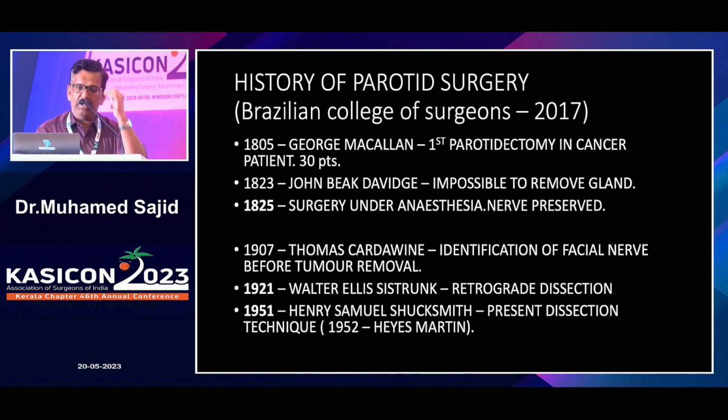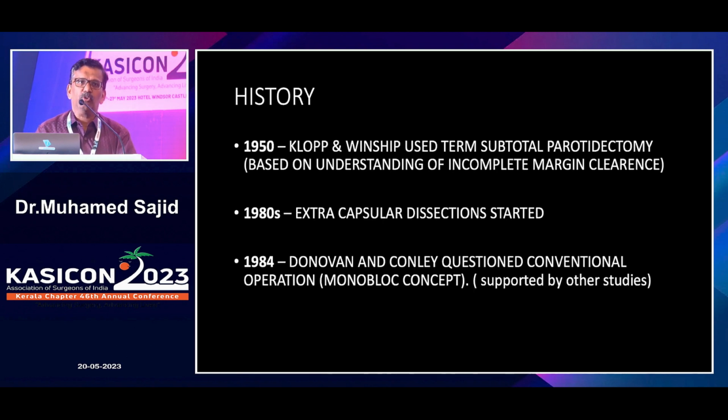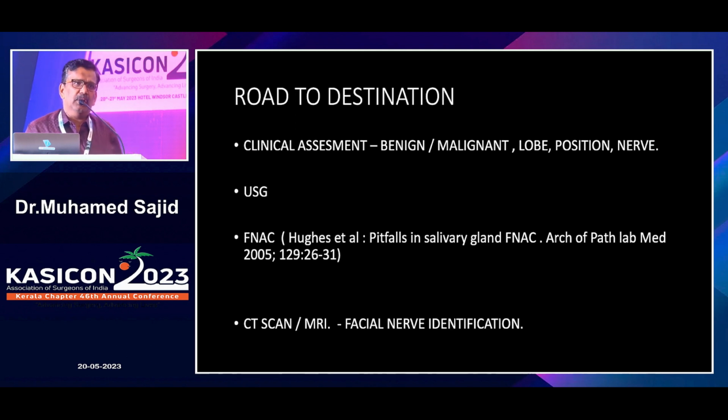It was in 1921 that Sistrunk demonstrated the retrograde surgical procedures, and the present surgery that we all follow was actually put forth in 1951 by Hayes Martin. Coming to the newer modalities of surgery, from 1950 onwards, people started questioning the concept of parotidectomies based on what we are doing now. And it was in 1980 that extracapsular dissections started to come into vogue. So that was the basic history for you to understand the surgery.